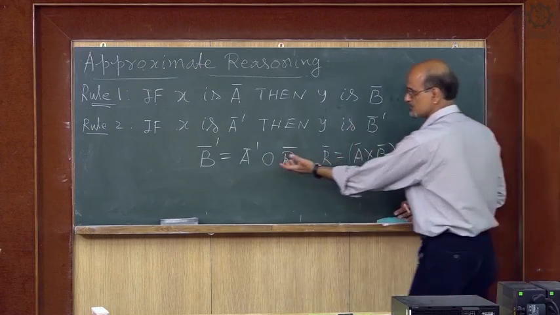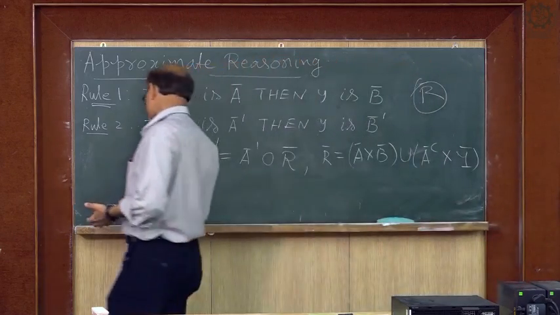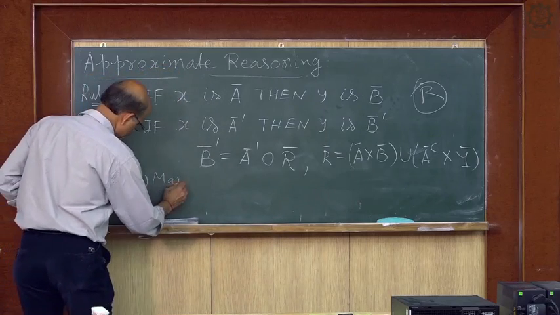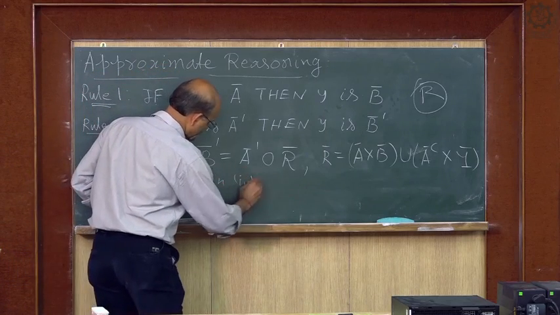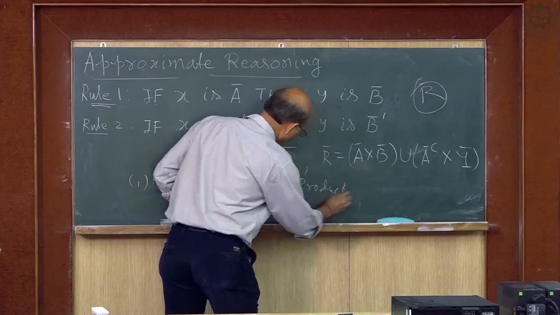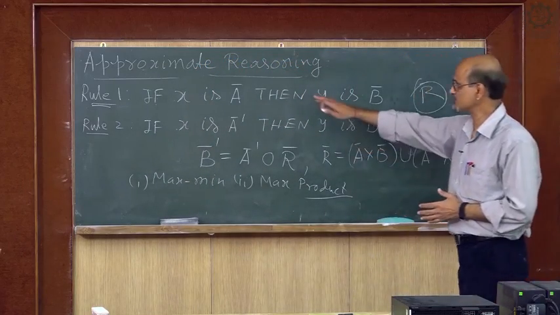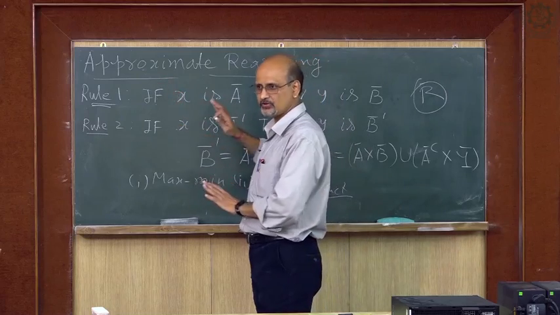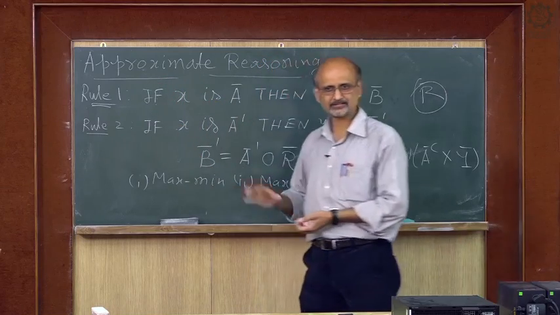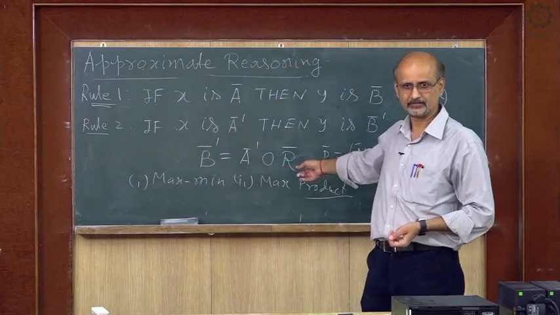This composition you know, we can use max min or max product. And why is it called approximate reasoning? This is a reasoning actually. Why it is called approximate, that I will tell later. First of all, let us take one example and find what you are getting.